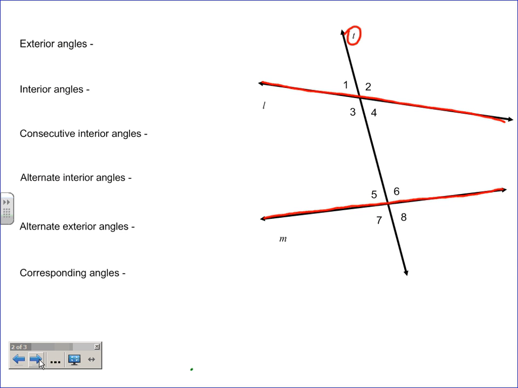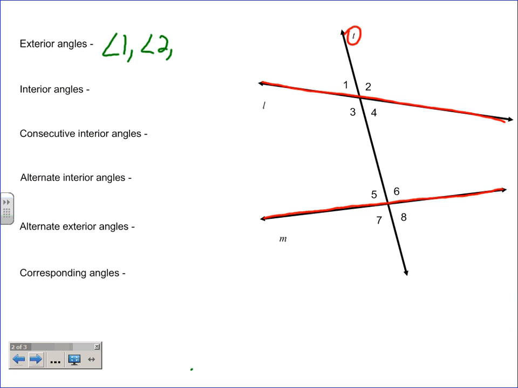So would angle 1 be a possible exterior angle? Yeah. So you just got to start listing them. How about angle 3? Is that a potential exterior angle? No. So another one then is angle 2. How about angle 5? Is that a potential exterior? No, it's in between those two, so it is interior.